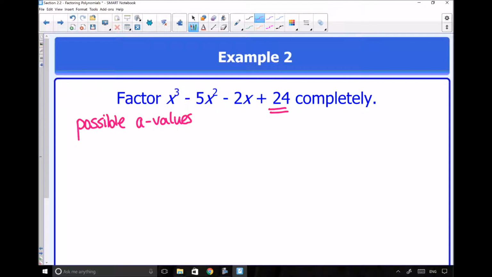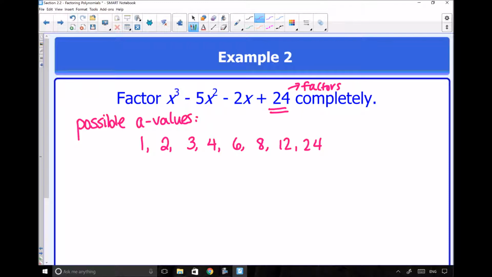So I'm going to look at all the possible values of a that could work, all the possible factors of 24. Well, we know that 1 is a factor of 24. We also know that 2 is a factor, 3 is a factor, 4 is a factor, 6 is a factor, 8 is a factor, 12 is a factor, and 24 is a factor. So these are possible values that we could use for a.